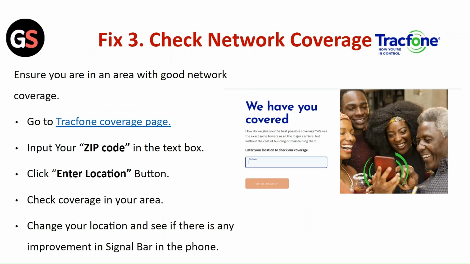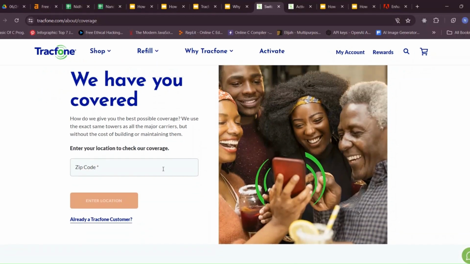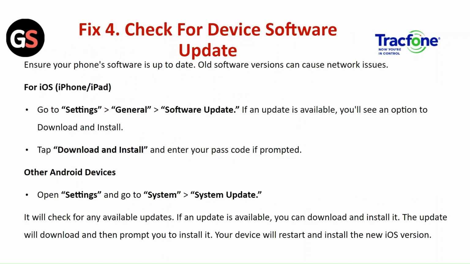Fix 3. Check the network coverage. Ensure you are in an area with good network coverage. Go to the TracFone coverage page. Input your zip code in the text box. Click the enter location button. Check coverage in your area. Change your location and see if there is any improvement in the signal bar on the phone.